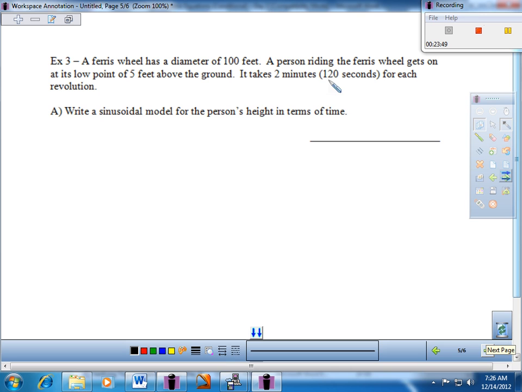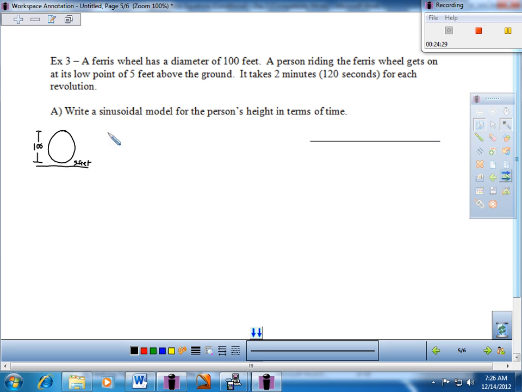Okay, sounds good. I'm very visual, so it just helps me to do a couple things here. So diameter is 100 feet. I'm just kind of seeing that, and it looks like she's getting on 5 feet above the ground, so from there to there is 5 feet. That's not great, but you'll get the idea. So 5 feet above the ground.